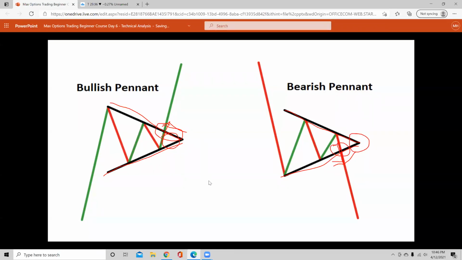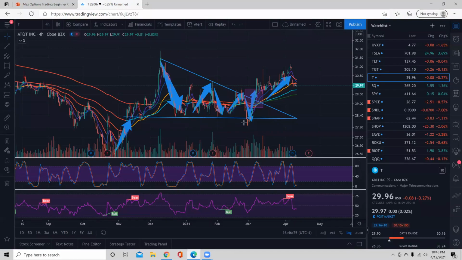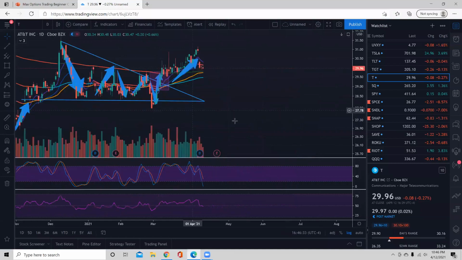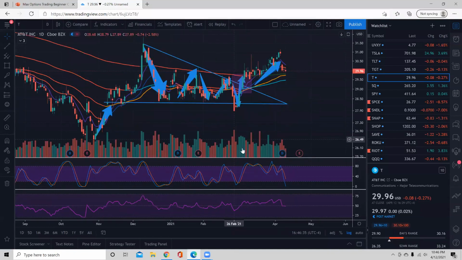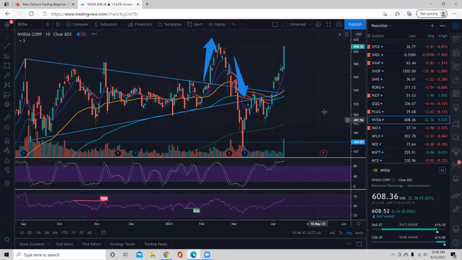All right. So let's head on over to our charting software real quick and find a pennant. Now the difference between this, see, this is an ascending triangle, because when we get back to this daily chart here, you could see that the volume was pretty good, but there was no significant volume there. Nothing really to write home about. So let's see if we can find one that has significant volume.